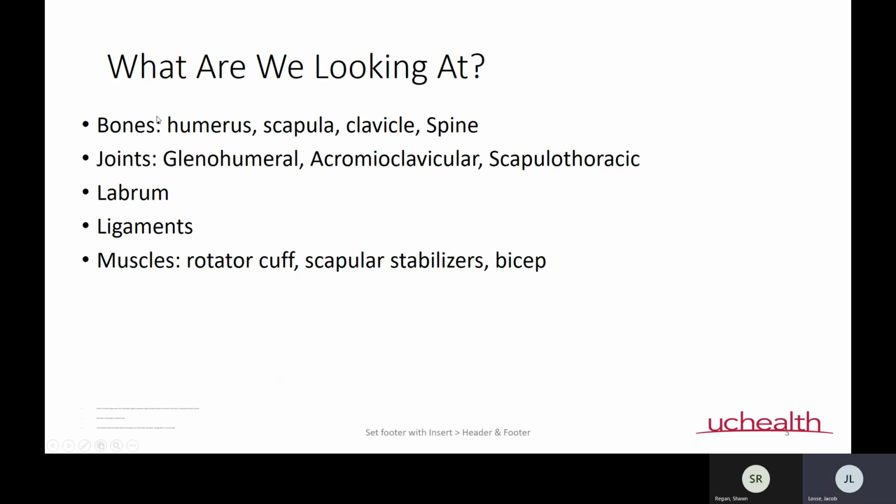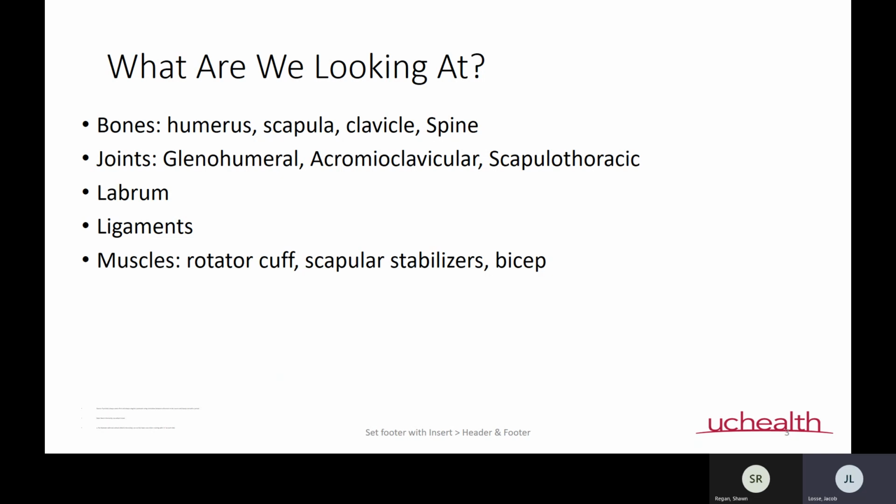You're looking at the glenohumeral joint, that general ball and socket. Our AC joint, where the shoulder blade and the clavicle come together, as well as the scapulothoracic joint. How that shoulder blade can move on your thorax can very much manipulate how your actual shoulder feels and how well you perform.